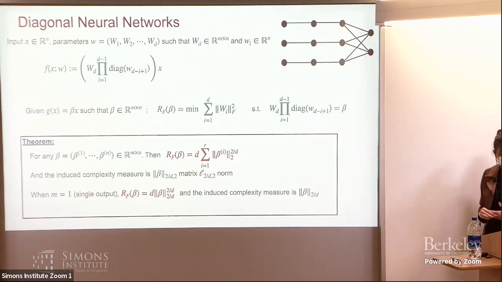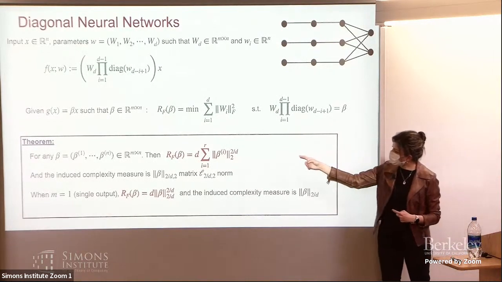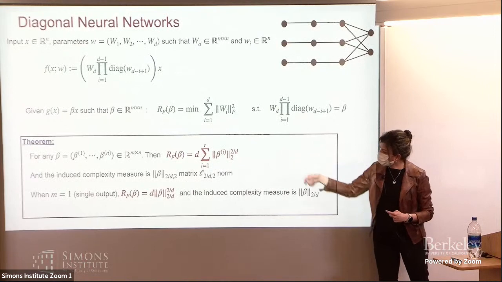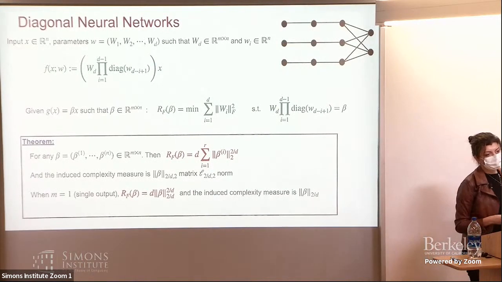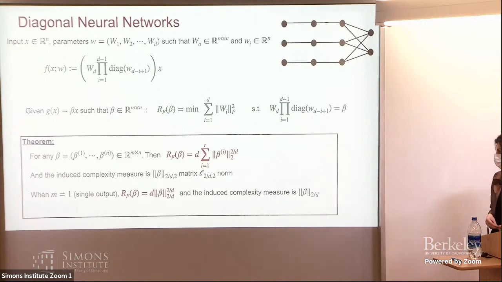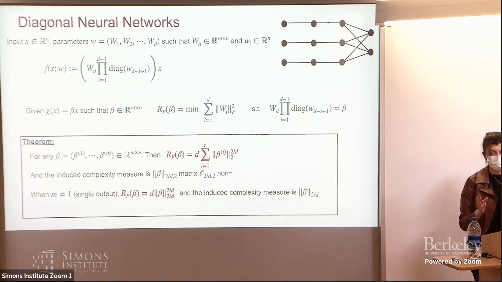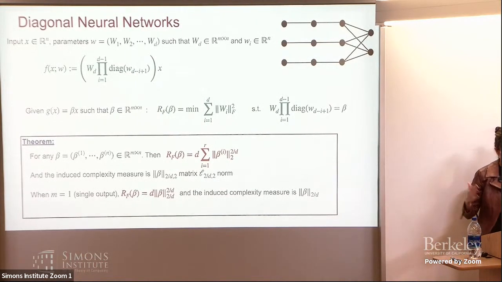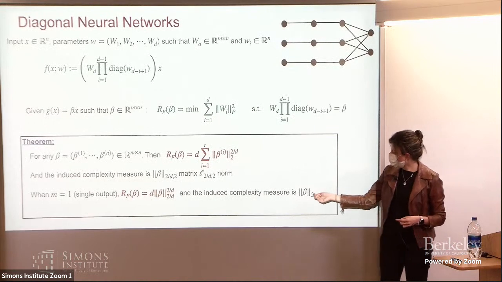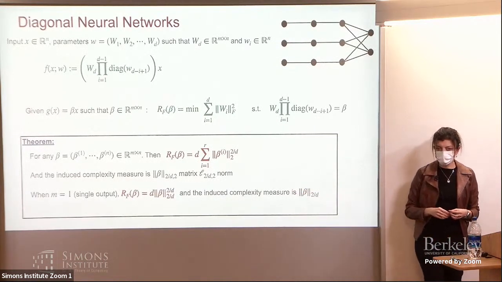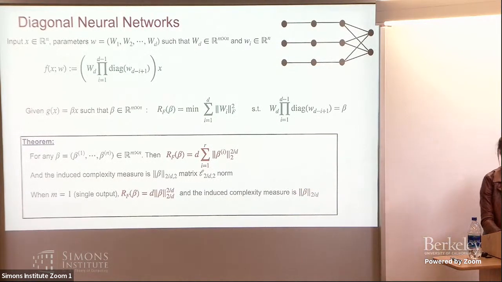But now the representation cost of a given matrix beta is going to have this form, and the induced complexity measure is this group norm of L2 over D and D norm. I don't know if I've ever mentioned, but D is the depth of the network. And in the case of single output where M is equal to 1, the induced complexity measure is now going to be the L2 over D norm of beta, where beta is a vector.